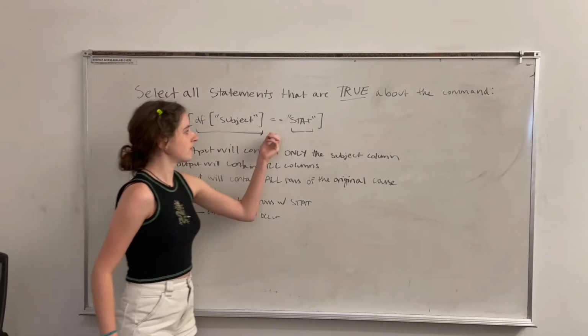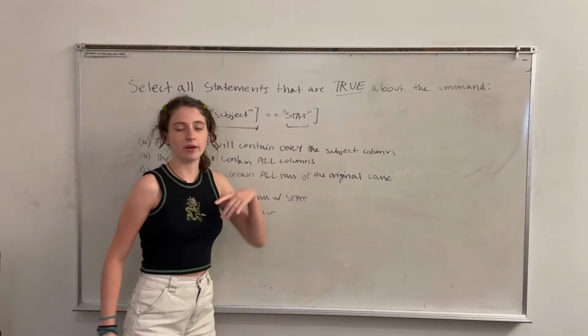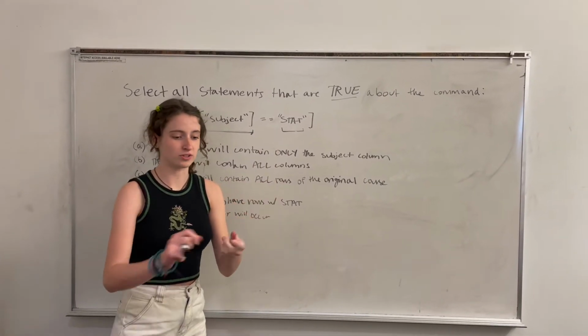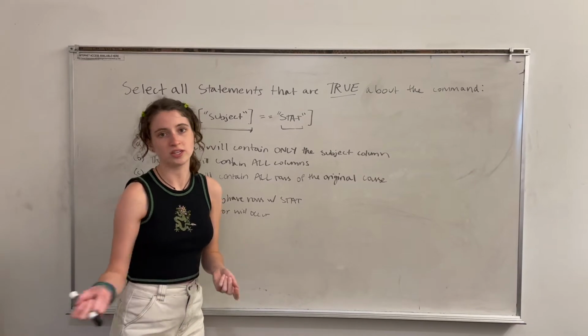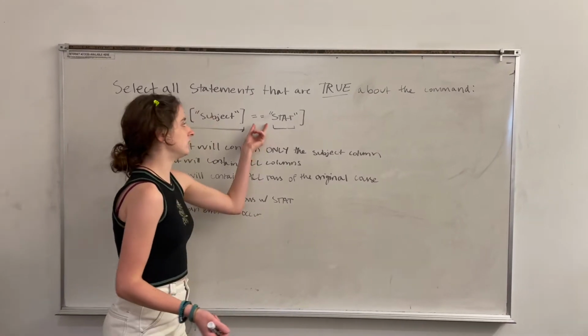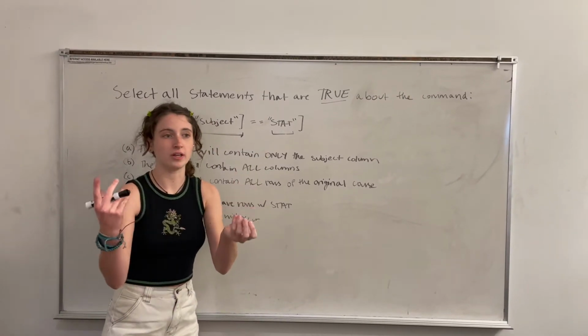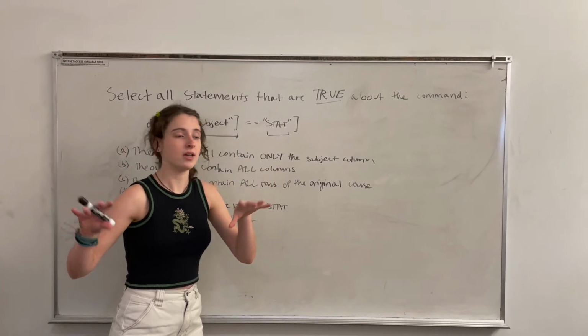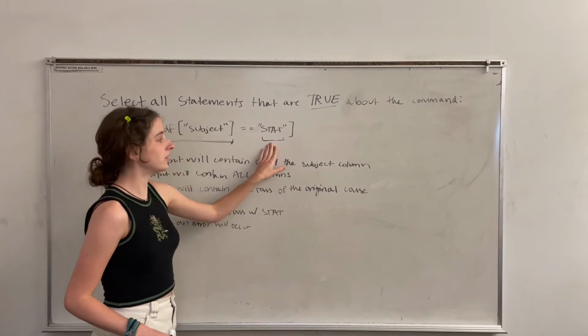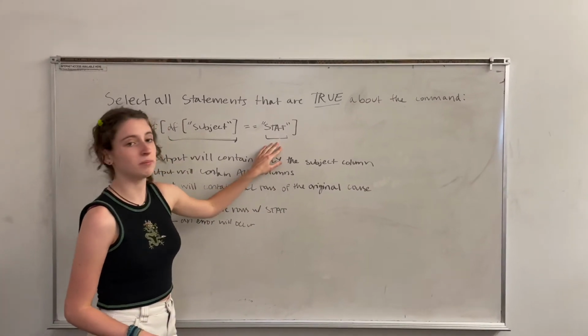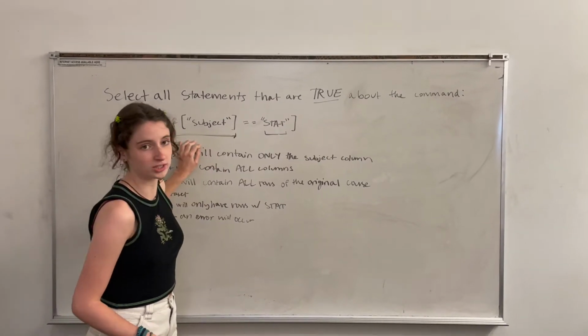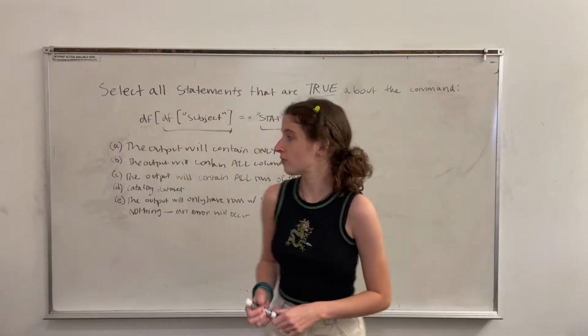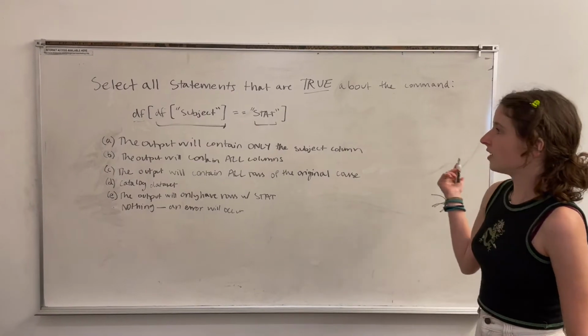And then this double equals, you probably learned in class, single equals is for setting a value to something, or initializing a variable, and double equals is for comparing values, seeing if they're equal to each other. And this string called stat is what we're comparing the subjects to. So let's go through and see what this will do.